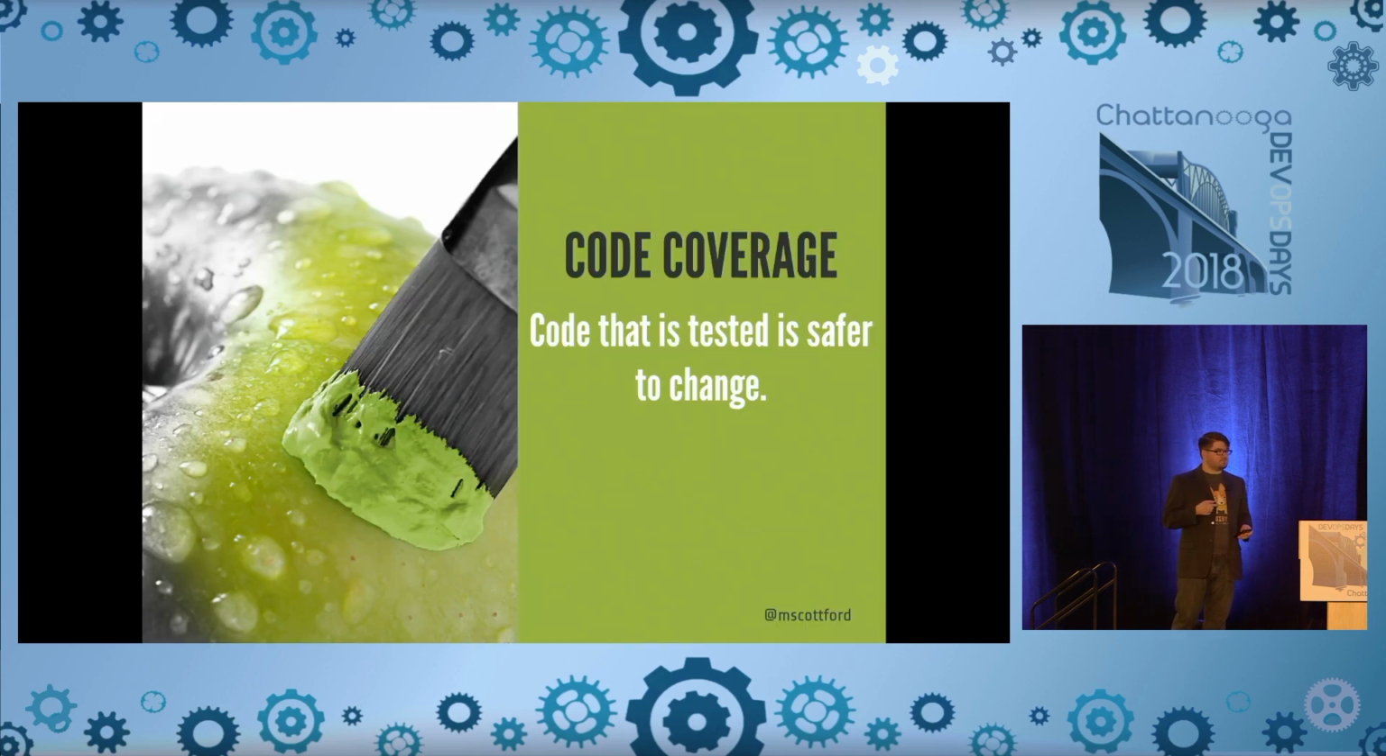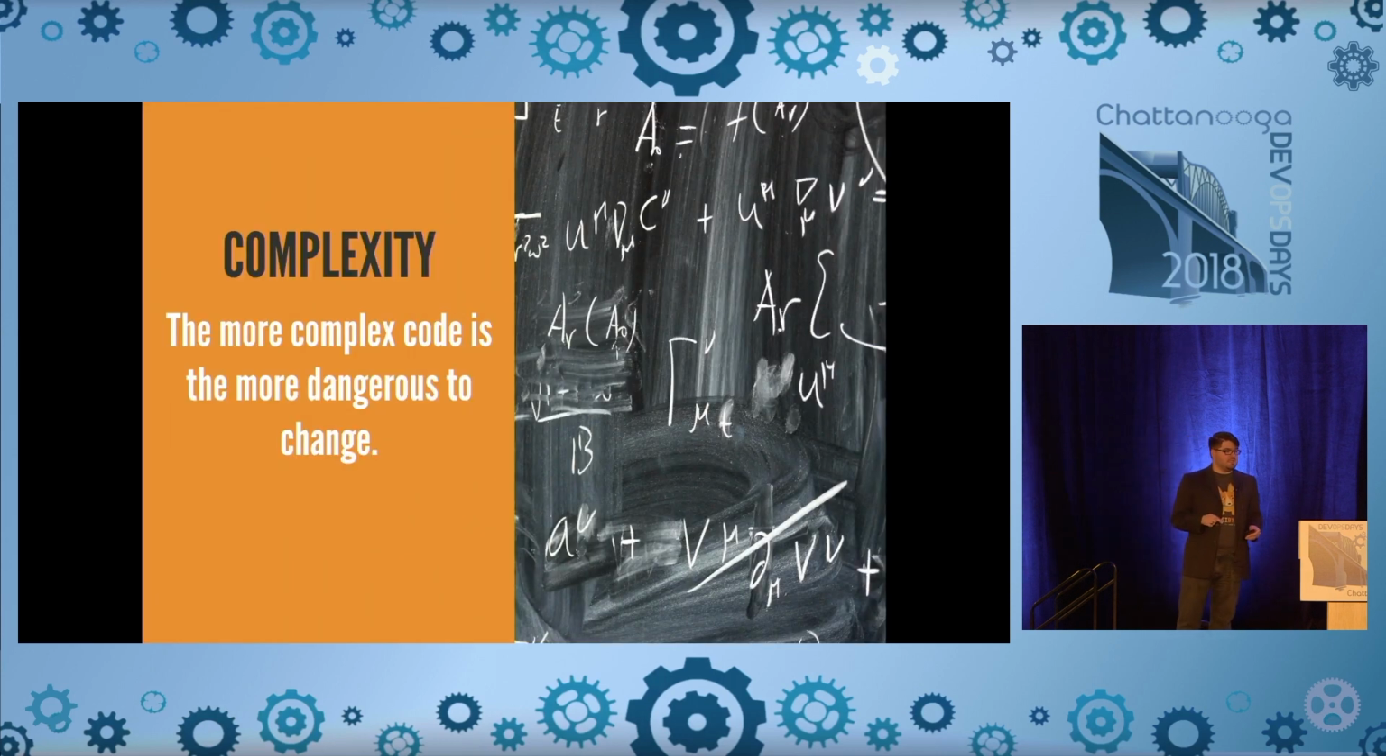Code coverage. This is simply that the code that you have under test is going to be safer to change and refactor without there being negative consequences. There's less chance that you're going to introduce a bug. It's much safer to make changes and improvements to code that you already have under test. And the complexity: the more complex the code in your system is, the more danger it is for you to make changes, because there's a greater chance that you might introduce a bug.